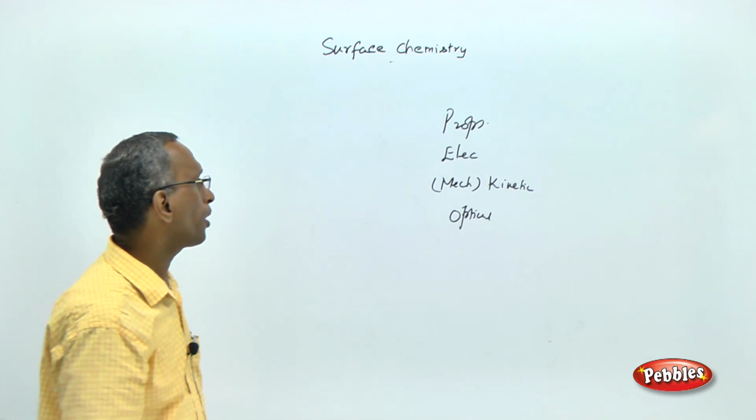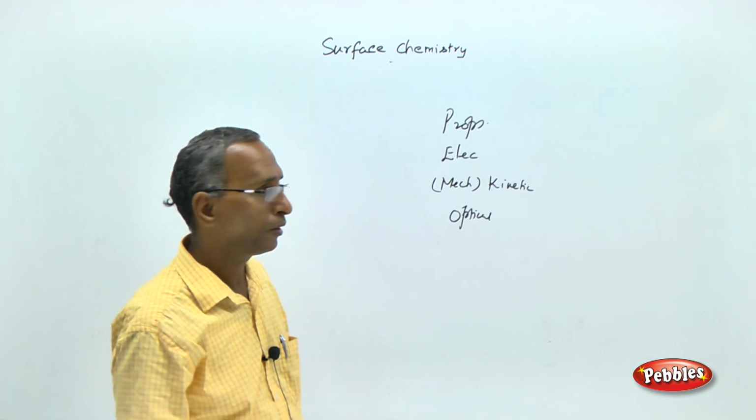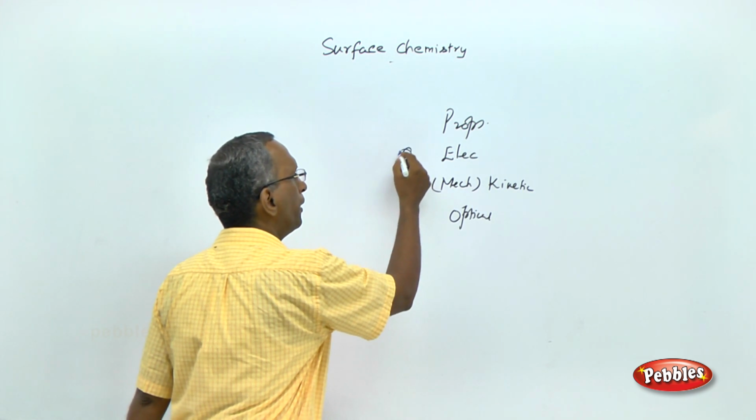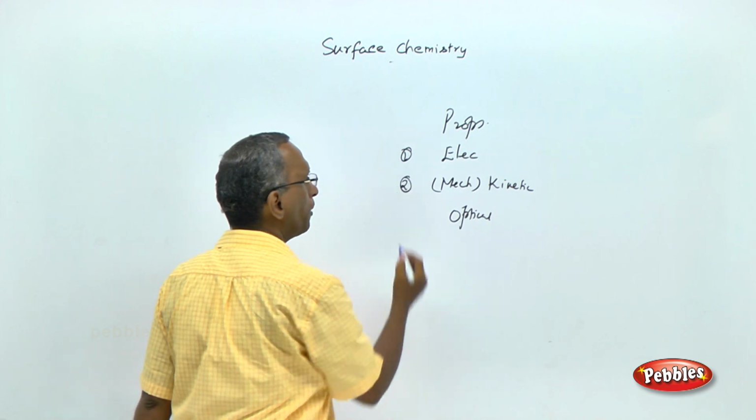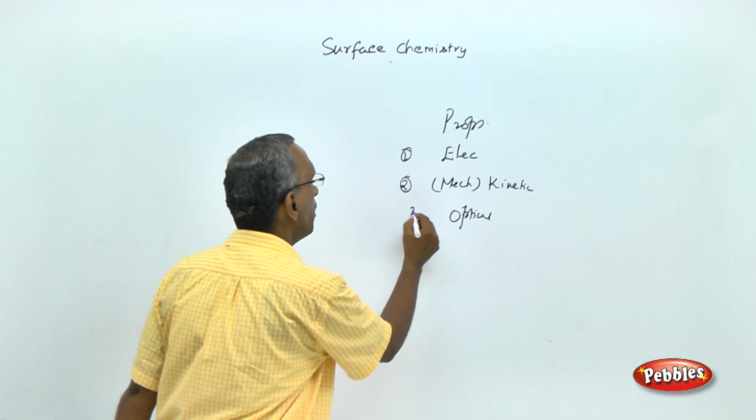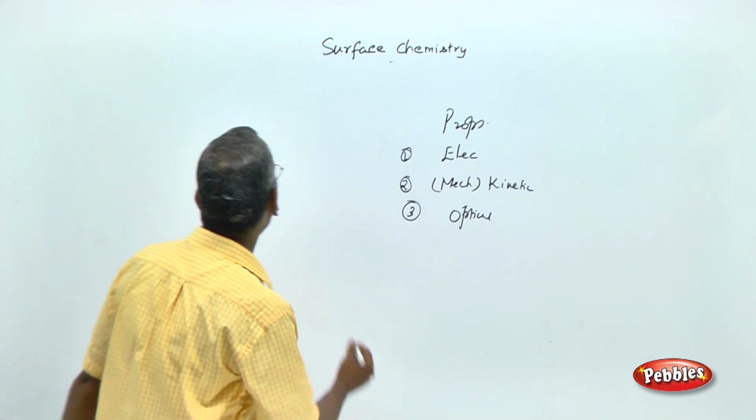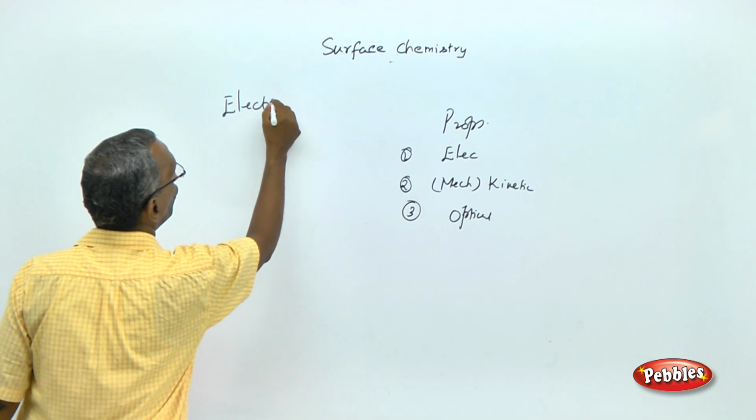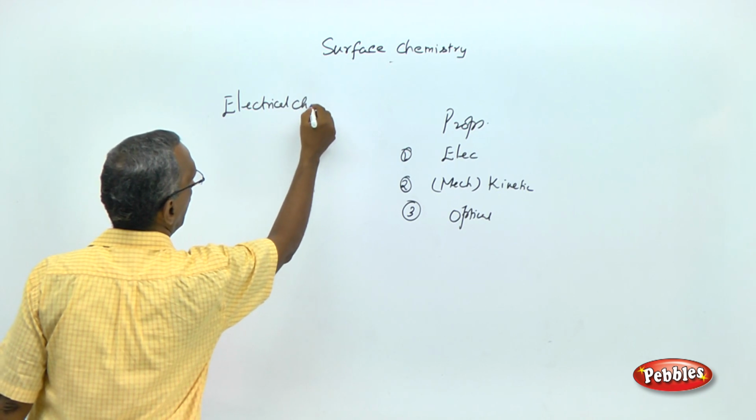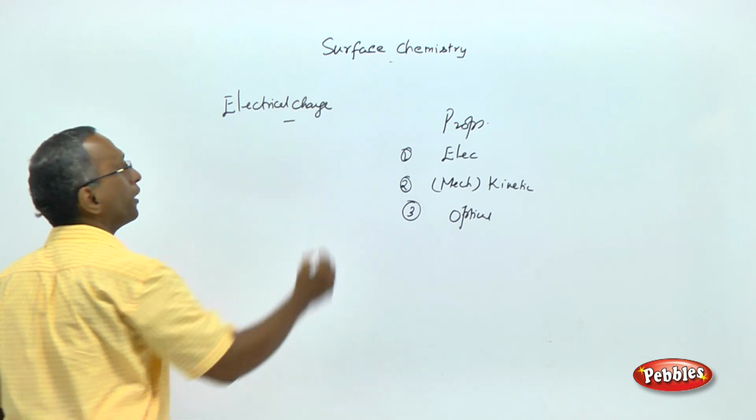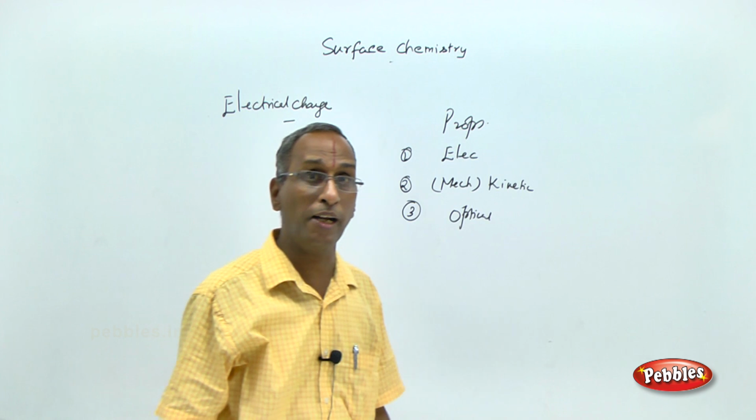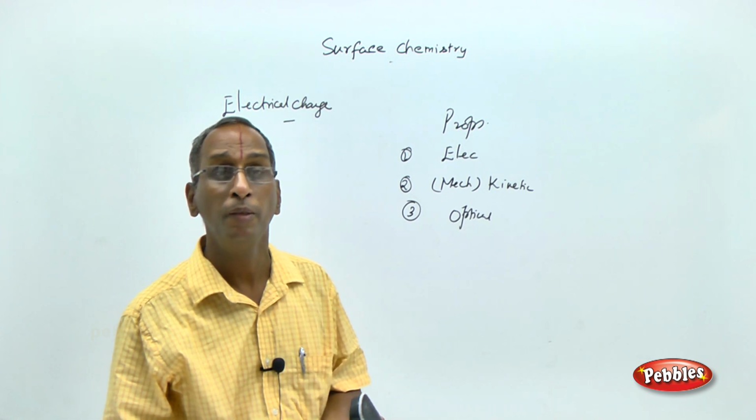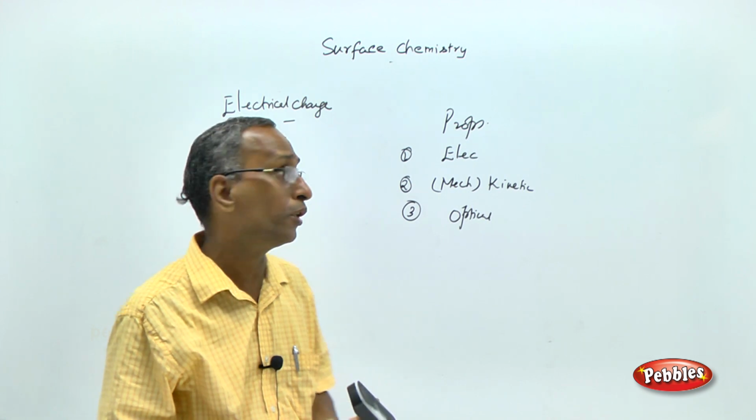Now, the properties of colloids. Properties of colloids are divided into three types: electrical properties, mechanical or kinetic properties, and optical properties. Electrical properties are based on the electrical charge on the colloids. The reason for the electrical property of a colloidal system is its electrical charge. So the colloidal system is charged.